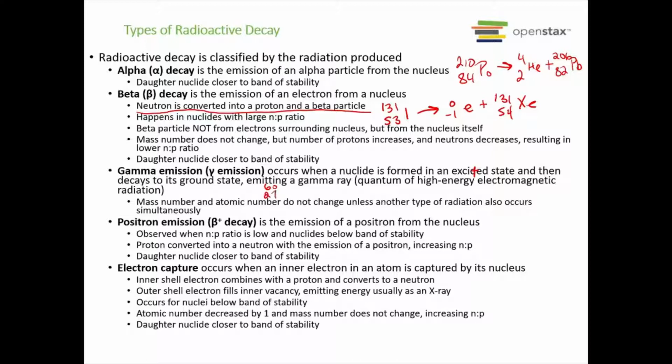To show that it's an excited nuclide, we put a little asterisk, and then we show it giving off the gamma ray. We still have the same mass number and atomic number, but again we gave off that gamma particle. So lots of energy coming off there.